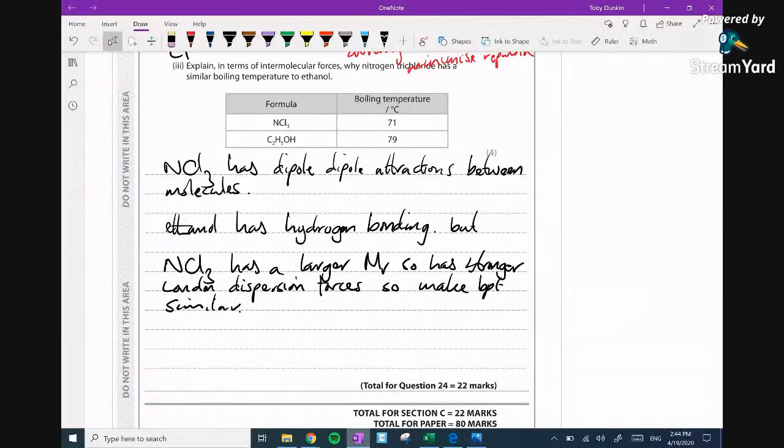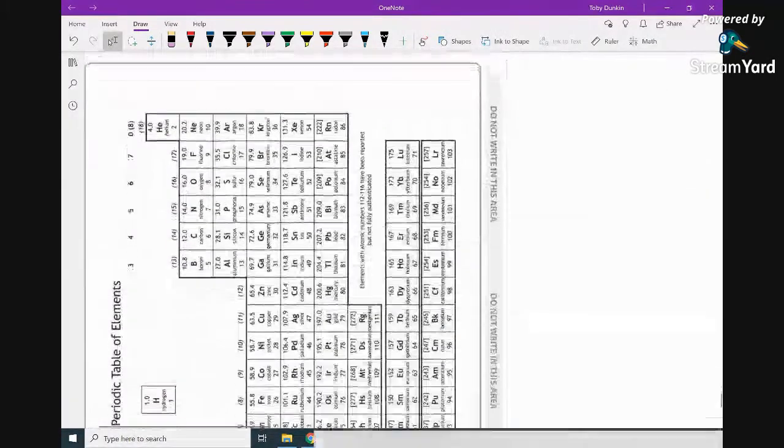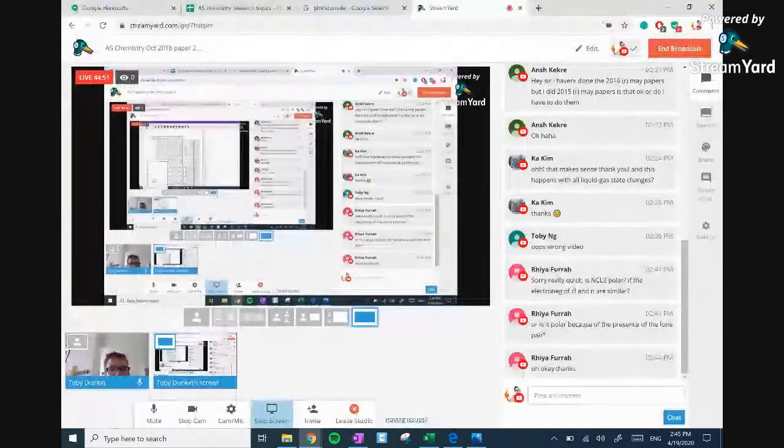Did I write it down? Has dipole between the molecules, ethanol has hydrogen bond, but has higher mass, so strong Van der Waals, strong London dispersion, so makes boiling points similar. Yeah, I definitely want to say both. Anyway, I'd say that was a pretty nice paper, to be fair, and well worth going through.